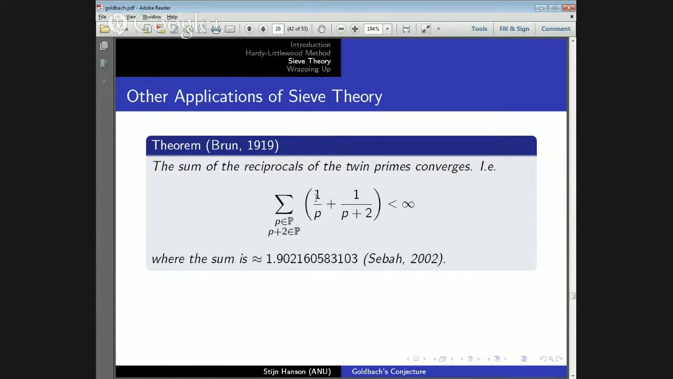Just for clarification, this sum would start 1 over 3 plus 1 over 5, then plus 1 over 5 plus 1 over 7, and so on. So we'd actually have repeated primes coming up there. And the most recent result we've gotten is that we think that the sum converges to about 1.90. I'm not going to read out all the rest of those digits.